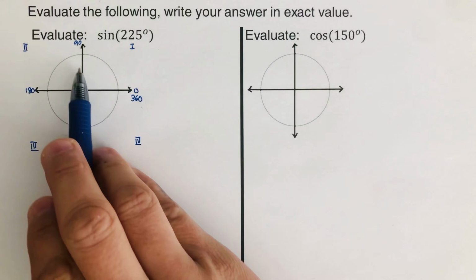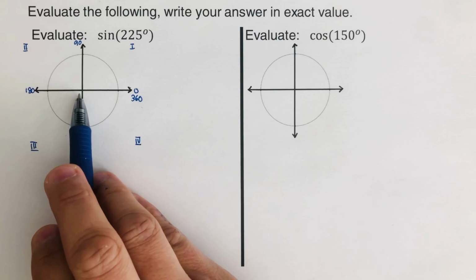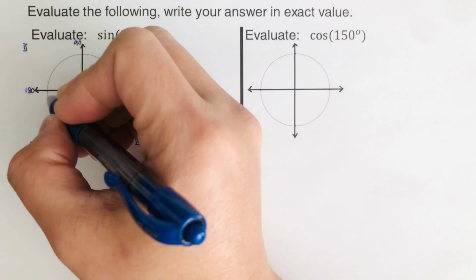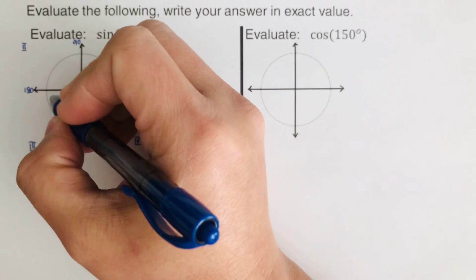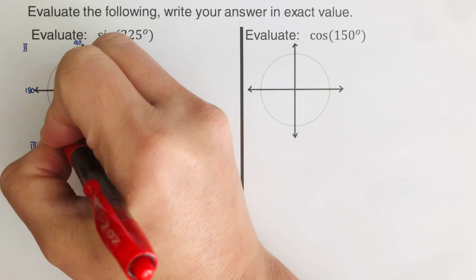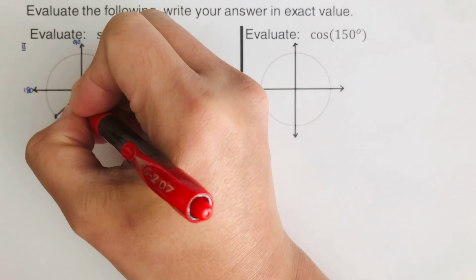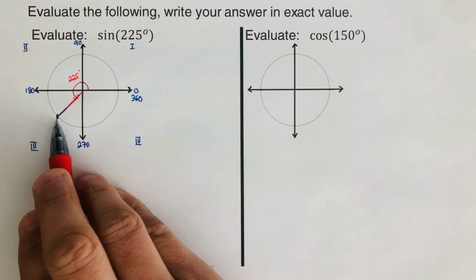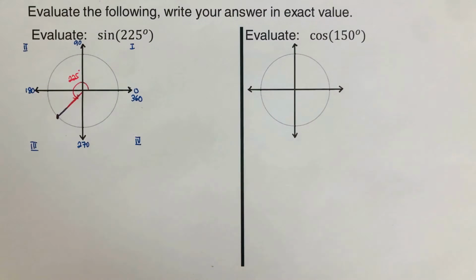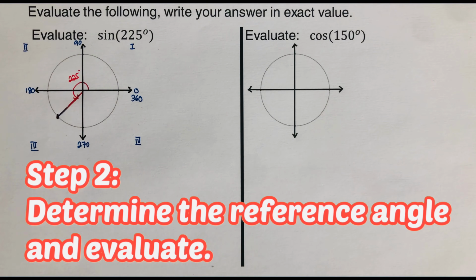Just by looking at the unit circle right here, 225 should be located somewhere around the third quadrant. So I can go ahead and write this as 225. So this is 225 right here, and we are going to label this. Again, this is 225 degrees. It's located in the third quadrant. Then we move on to the second step. The second step is to determine the reference angle and evaluate.